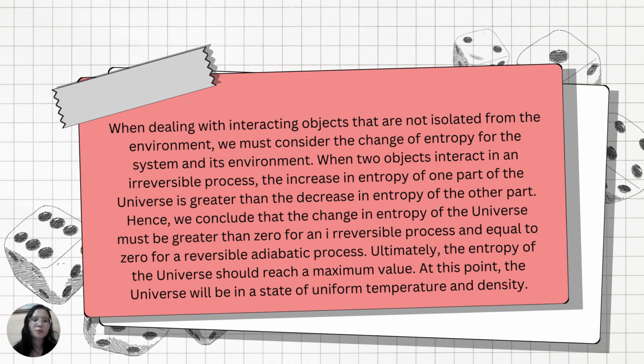Hence, we conclude that the change in entropy of the universe must be greater than zero for an irreversible process and equal to zero for a reversible adiabatic process. Ultimately, the entropy of the universe should reach a maximum value. At this point, the universe will be in a state of uniform temperature and density.